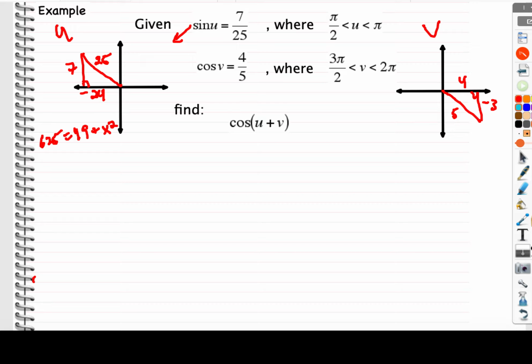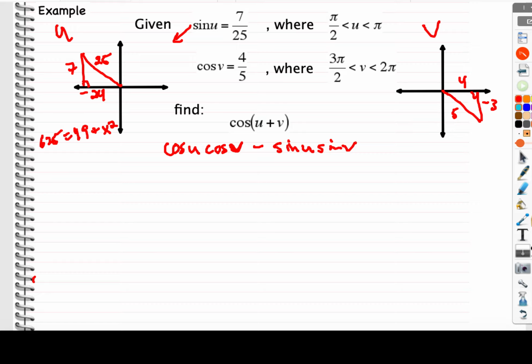If we want to find the cosine of u plus v, let's use our sum formula. The cosine of the first angle times the cosine of the second. Remember that cosine is the only one where the sign doesn't stay the same, so addition is going to become subtraction. The sine of the first angle times the sine of the second.